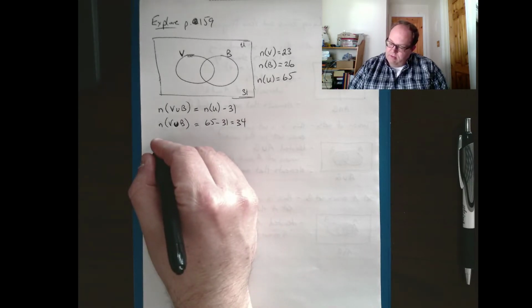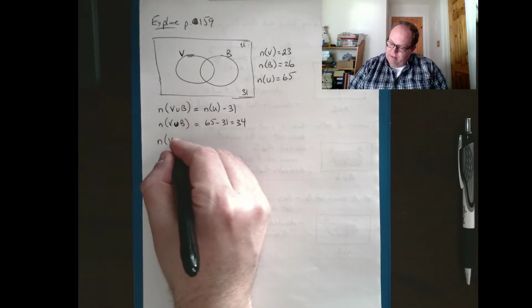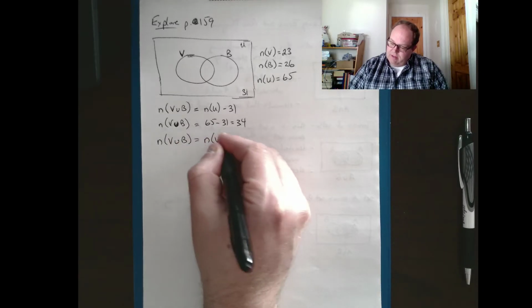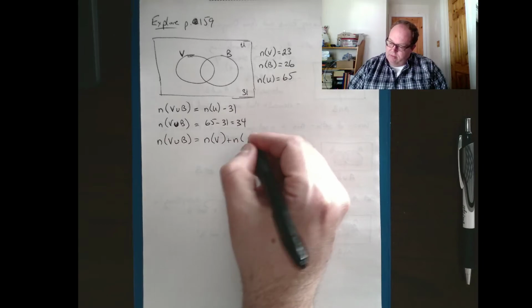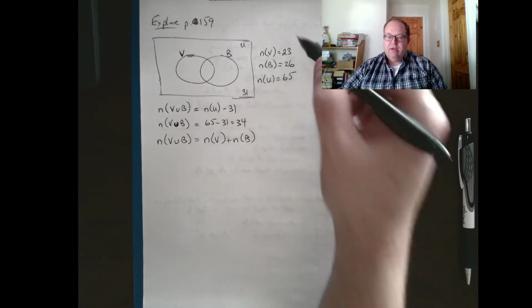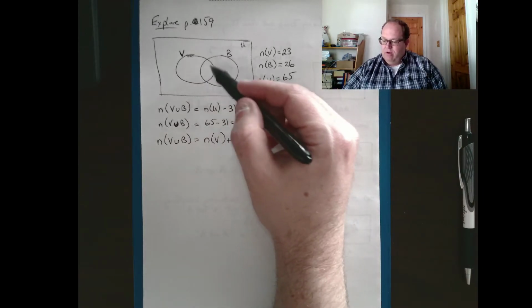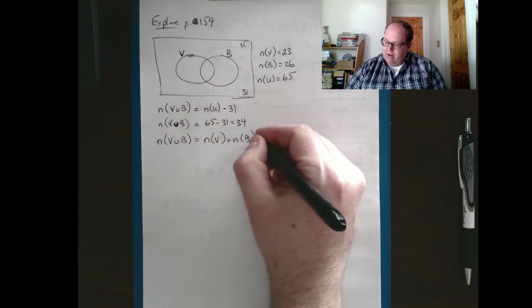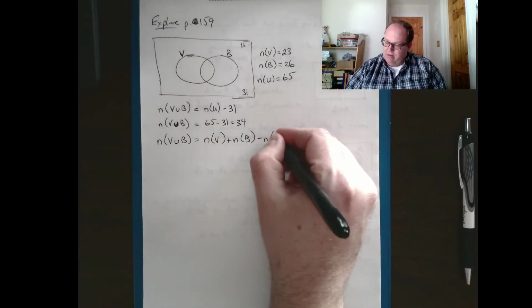Now, you might be tempted to think the number of elements in the union of those sets is going to be the number of elements in group V plus the number of elements in group B. But there's a problem with just adding these two together, and as I mentioned before, it's that we overcount this area. So since we've double counted that, I'm going to take that off the end.